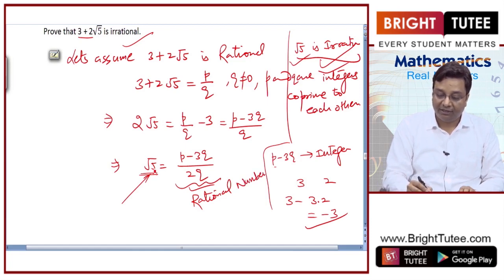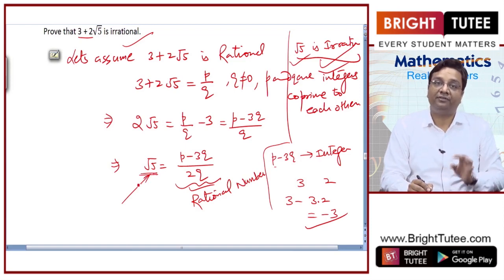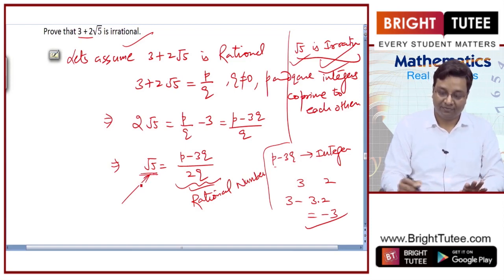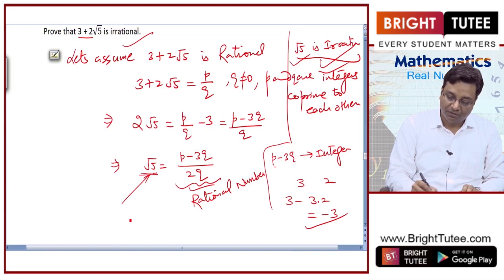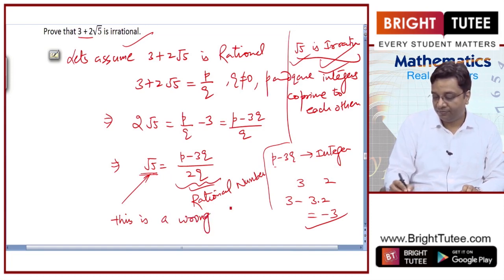So which suggests that root 5 is also rational. But we know already that root 5 is irrational. Okay, so which contradicts this is a wrong result.